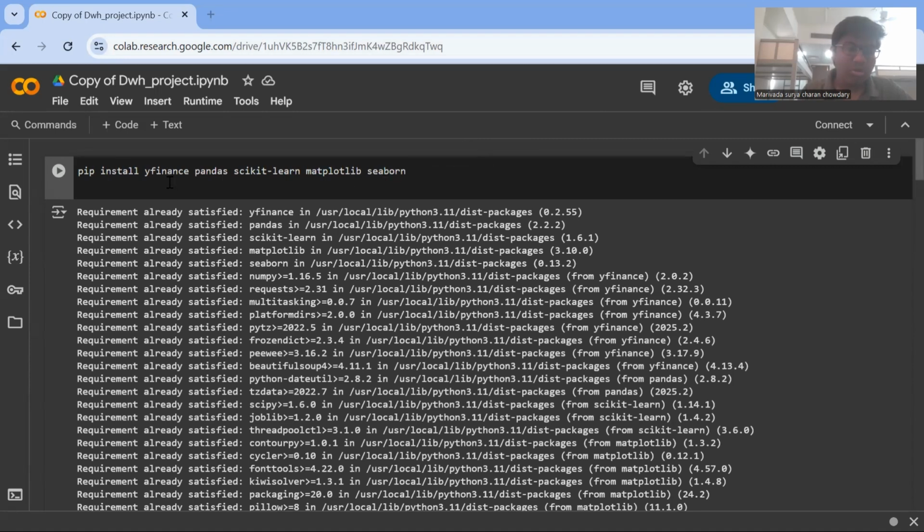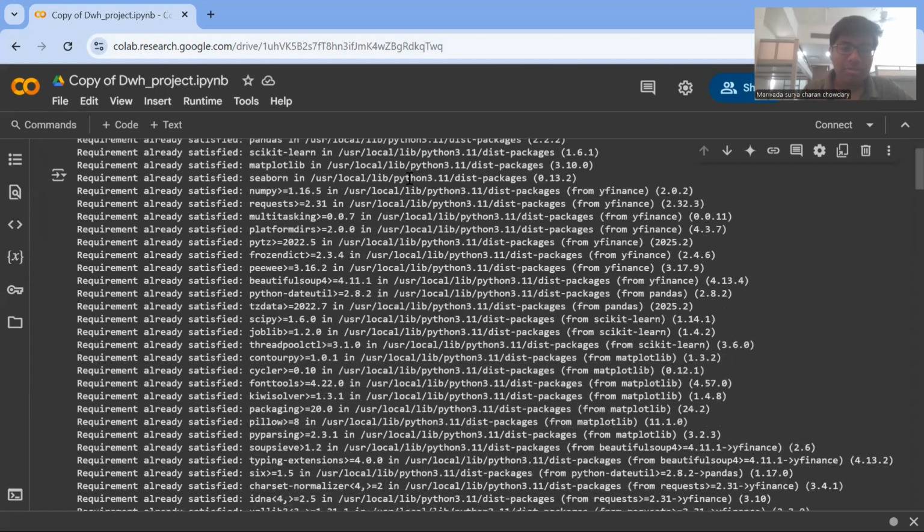Before going to our project, we have to install the packages and libraries required by our project. First one is Yahoo Finance. It contains the historical data of the stock market. Pandas for data manipulation, scikit-learn for machine learning models and evaluation metrics, matplotlib for data visualization, and seaborn is also used for data visualization.